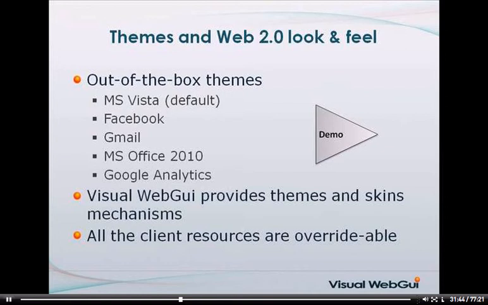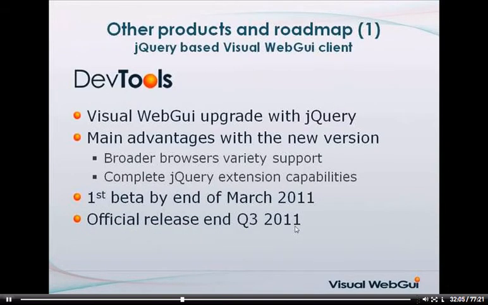Alright, so we talked about the out-of-the-box themes and we talked about developing themes. And just as we overrode the UI, you can override the XSLT or the JavaScript and change the client behavior as we wish. So I'm going to talk a little about the roadmap of Visual WebGui.